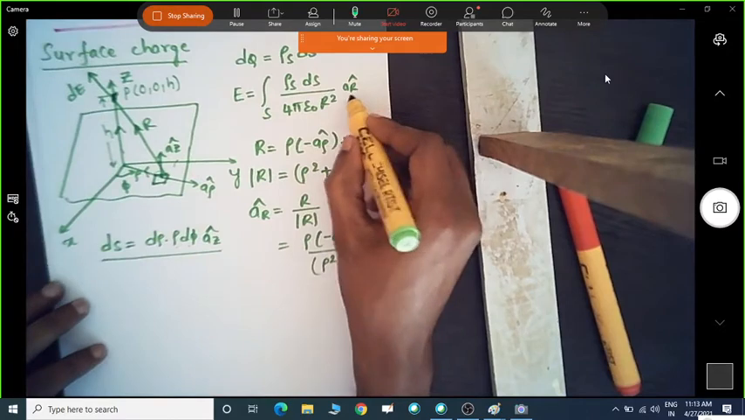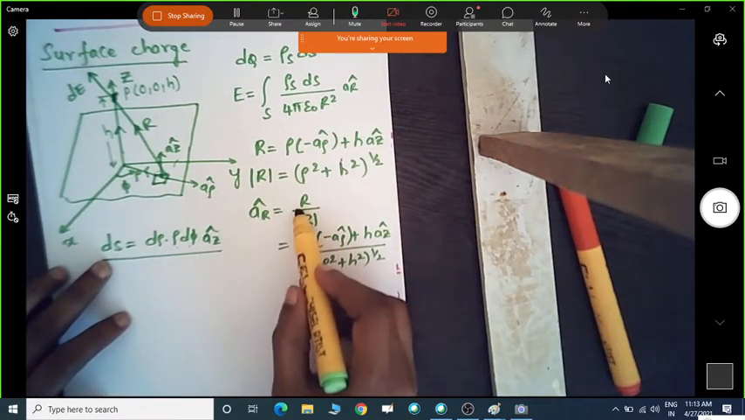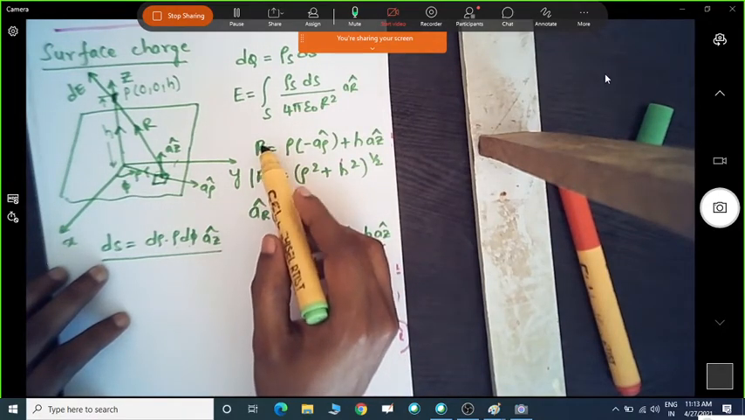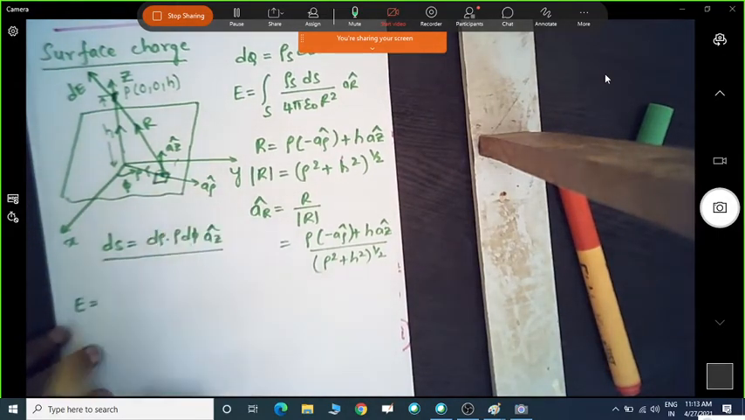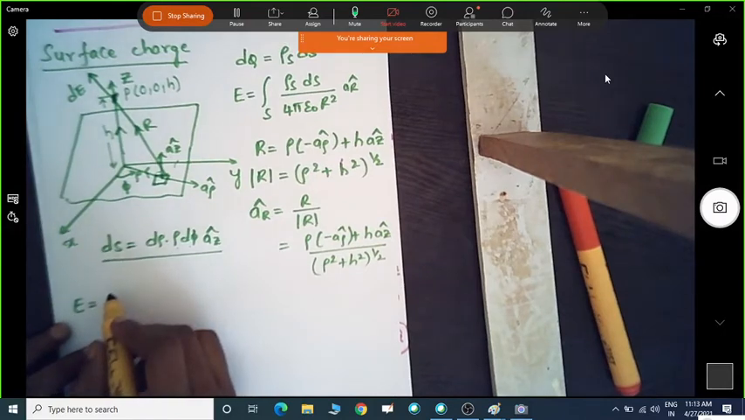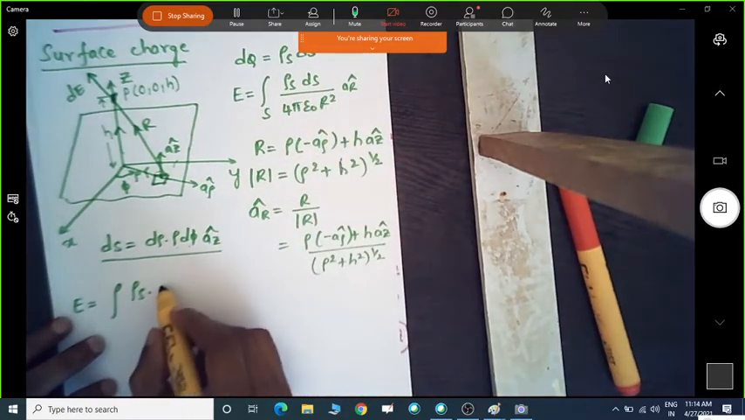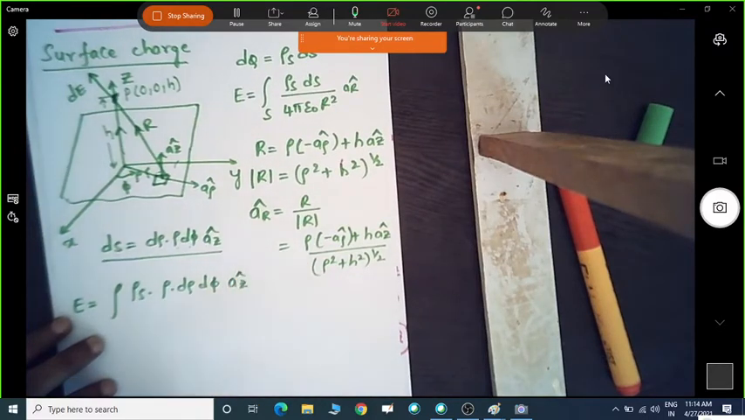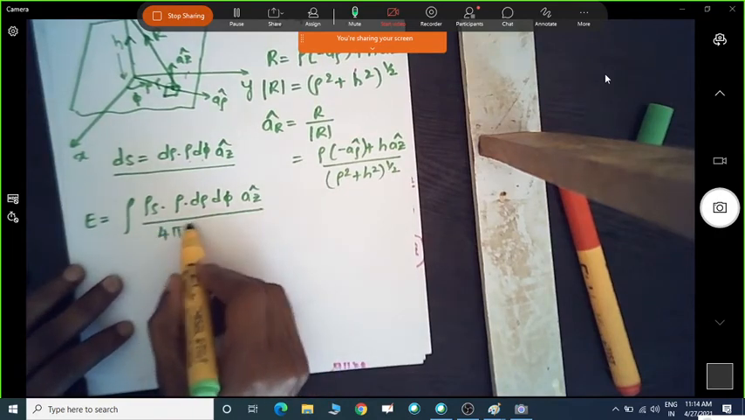Now from this equation, we substitute the elemental surface area ds, the unit vector r, and also the r vector. So we will get the electric field due to this small element. If I substitute that, we get rho s into ds, where ds is nothing but rho d rho d phi in the direction of az, divided by 4 pi epsilon naught.